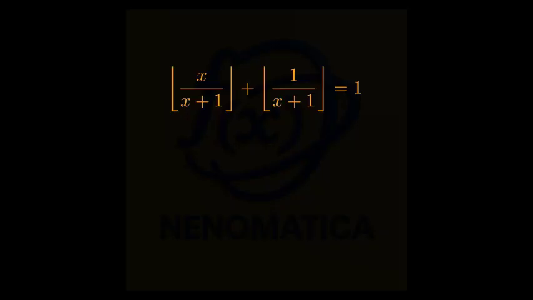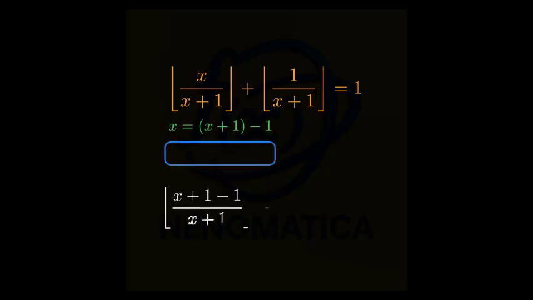In this lesson, we will solve a floor function equation step by step, exactly following a clear sequence of rules and transformations. Our goal is to find all real numbers x satisfying the equation: floor of x over x plus 1 plus floor of 1 over x plus 1 equals 1. Step 1. We rewrite the fraction x over x plus 1 by adding and subtracting 1 in the numerator. That is, x equals x plus 1 minus 1. Substituting, we get floor of the fraction x plus 1 minus 1 over x plus 1 plus floor of 1 over x plus 1 equals 1.